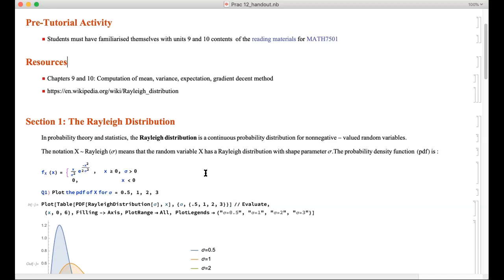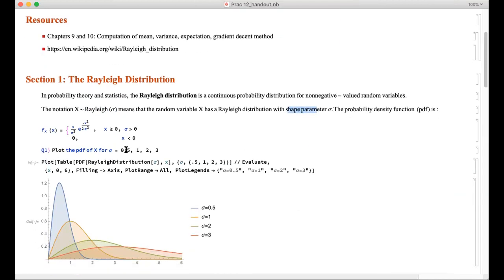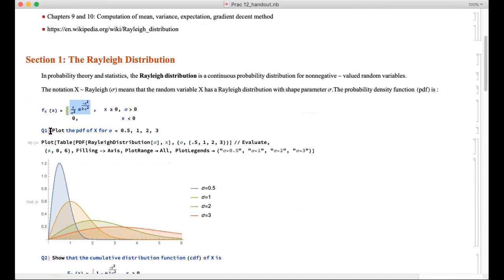random real numbers. The notation is X is distributed Rayleigh with parameter sigma, where sigma is the shape parameter. The probability density function, PDF, is given by this expression here when x is non-negative, and 0 otherwise. The first question is to plot the PDF of X for given sigma values, shape parameters. This is like using last week's code. I only changed the name of the distribution.